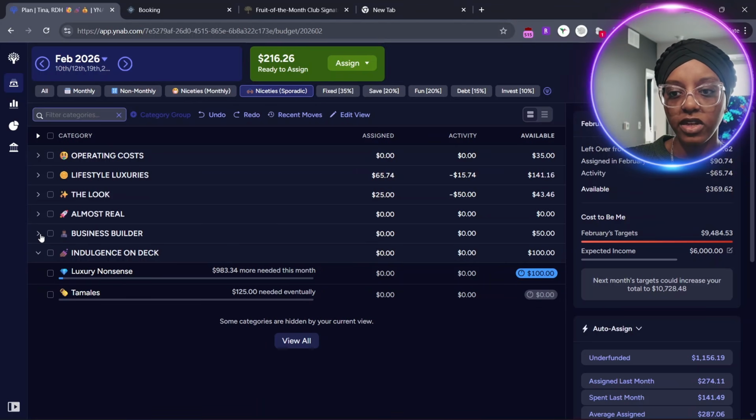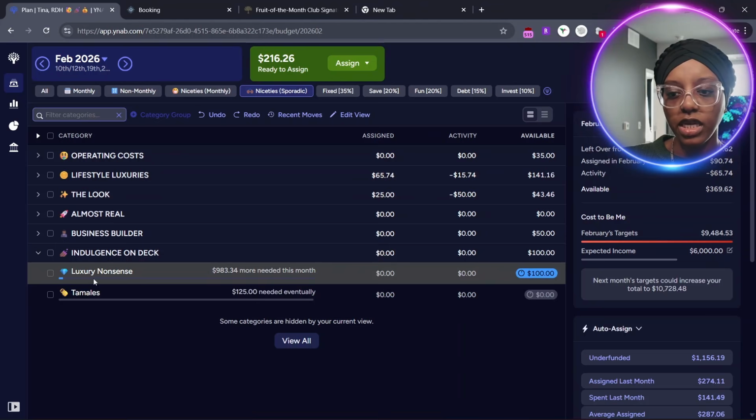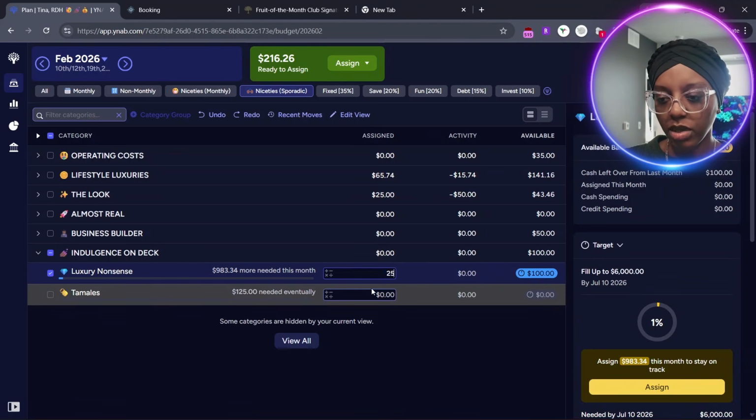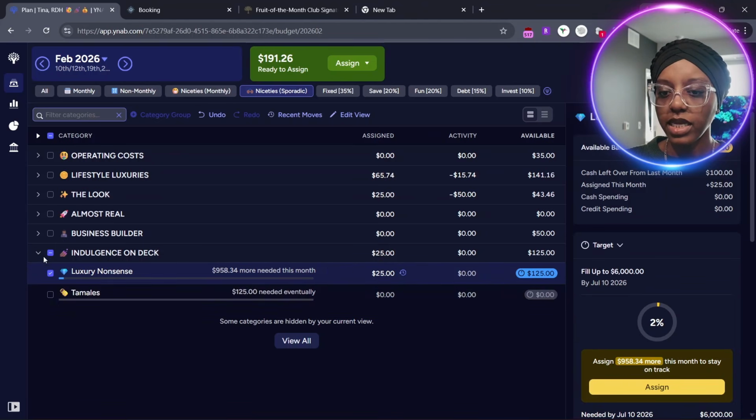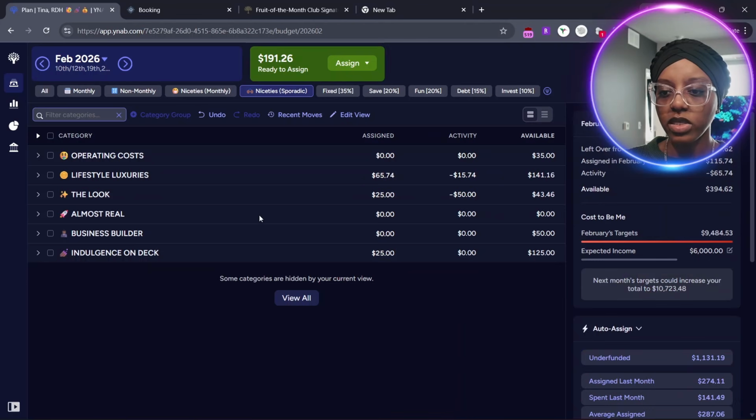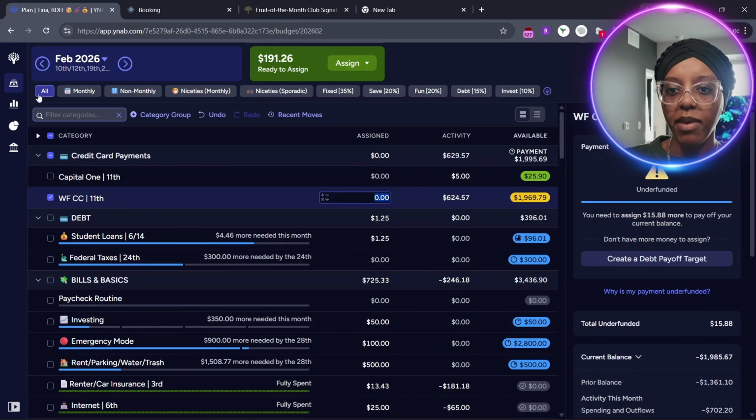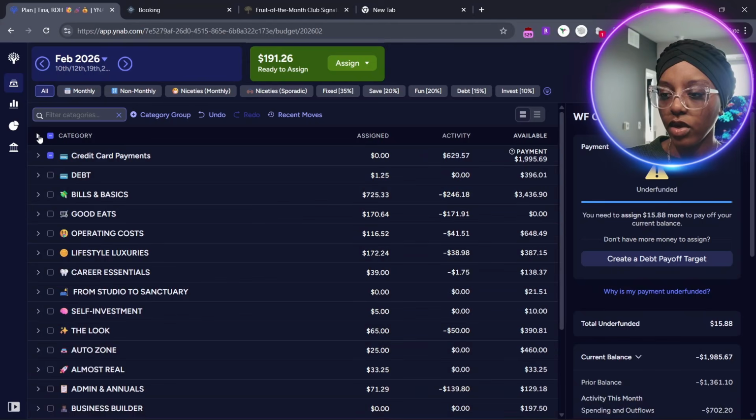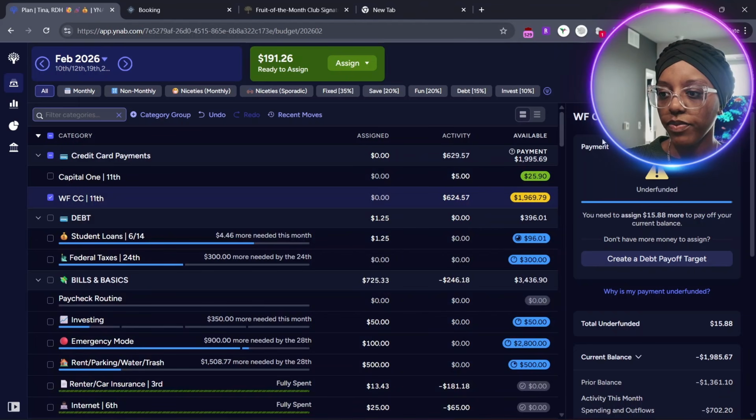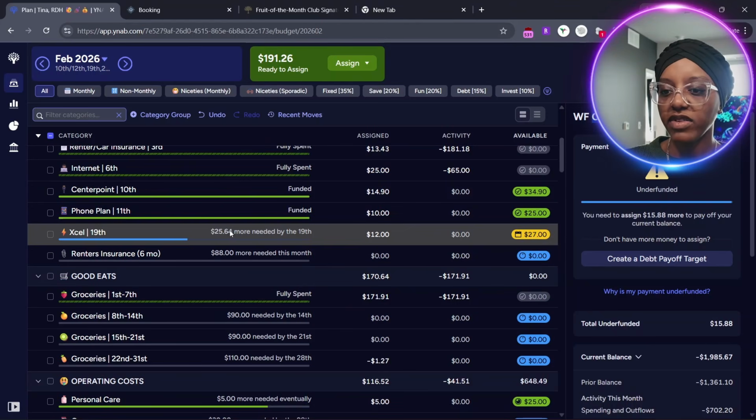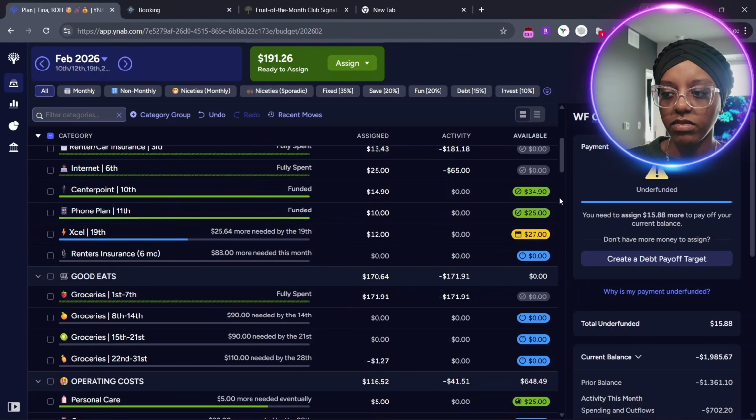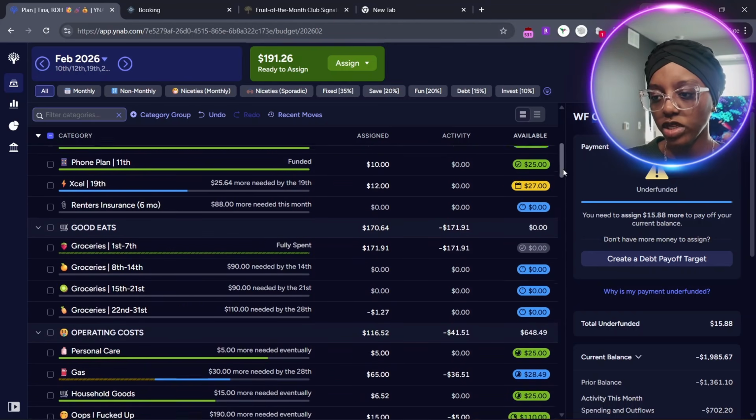Oh, I have $216. That's a lot. Luxury nonsense. Let's go ahead and throw some money towards this. I'll put 25 bucks. Tamales, I love you, Plimmer, but I am still waiting on that. 191, which is good. I need to go back. Let's first see if that credit card bill worked itself out. It did not. Okay, maybe if I look for other yellow, that will help me figure out where the money is. But I need 25.64, so that can't be where the $15 is coming from up there.